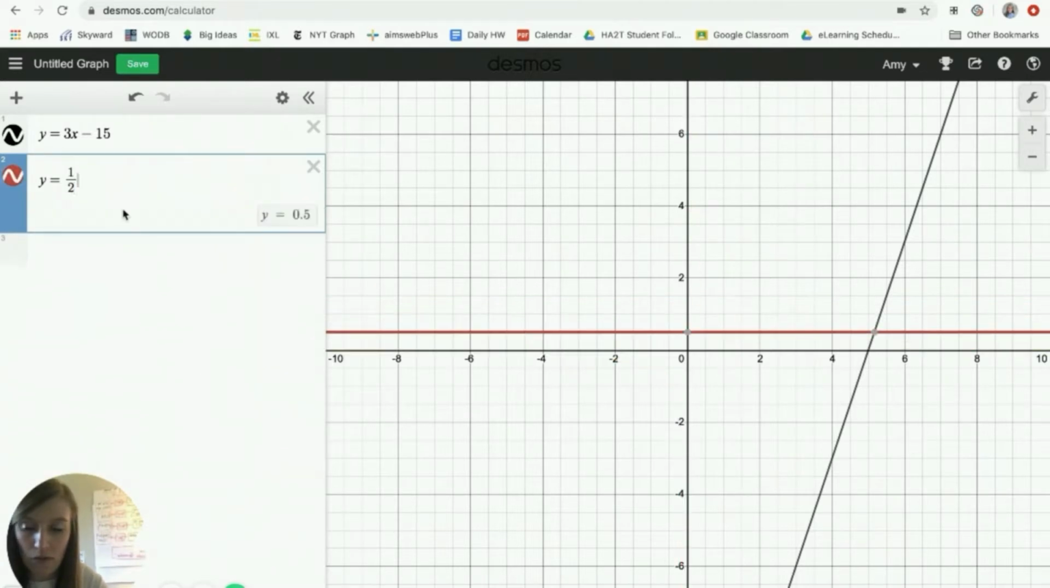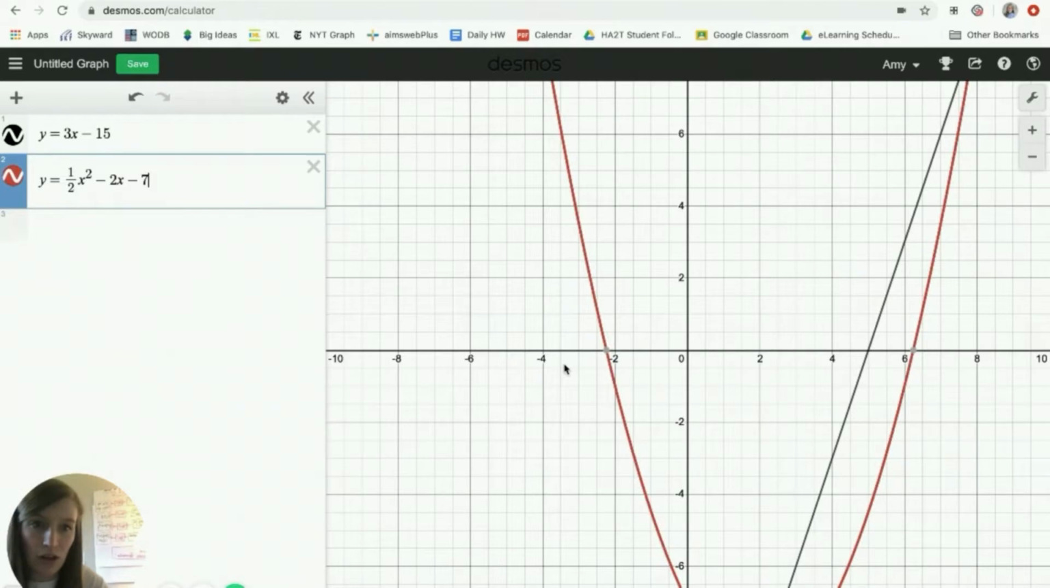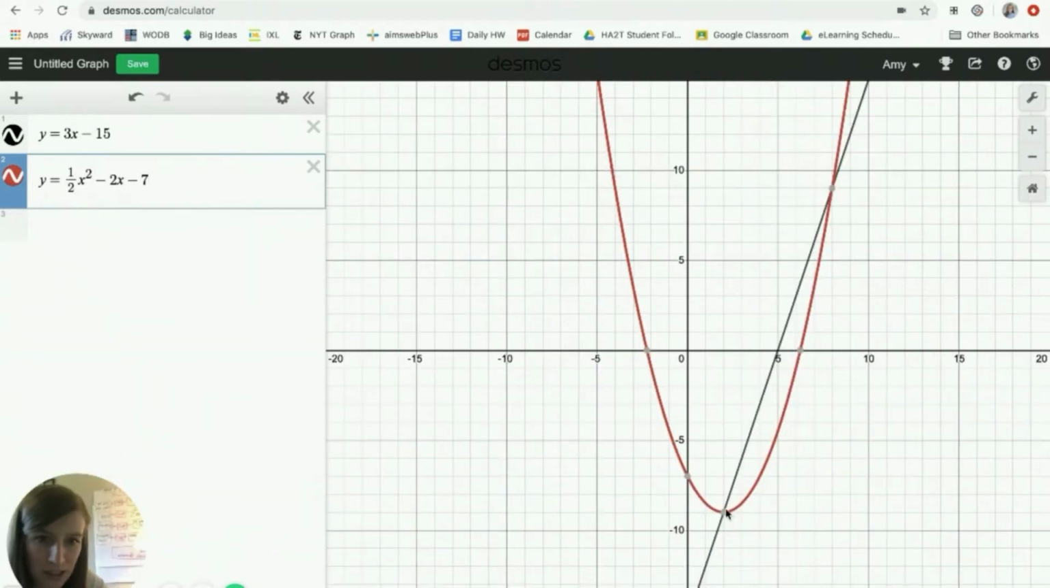Oops, gotta go out from there. X squared minus 2x minus 7. So there's my parabola. Again, let me just check my equation. Yep, okay. So I've got my parabola. I can't see anything, so I'm going to zoom out a little bit. And there we go. There are my 2 points of intersection. Here there would be 2 answers. So my 2 answers would be 2, -9 and 8, +9. Both of those would have to be your solutions, and you would have to tell me both of those.